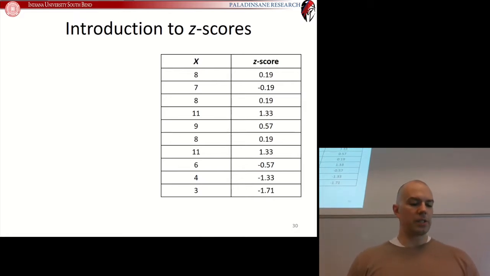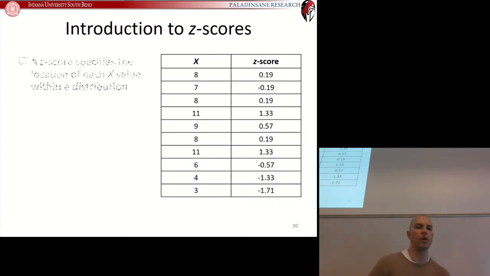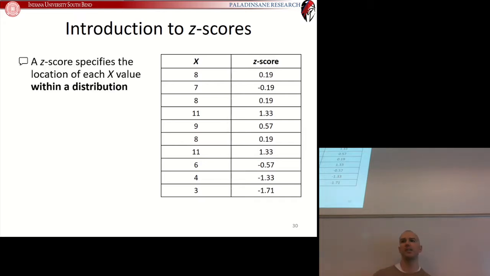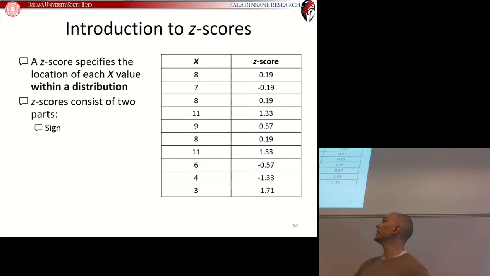All right, so what does this do? Why are these z-scores so useful? Well, a z-score specifies the location of any raw score, specifies the location of any x value within a distribution, and it does it automatically. So a z-score consists of 2 parts. There's always 2 parts to it. The first part is the sign. It can either be positive or negative. So you see here we got some z-scores that are positive. We got some z-scores that are negative. And this immediately tells you, partly, where your score is located.